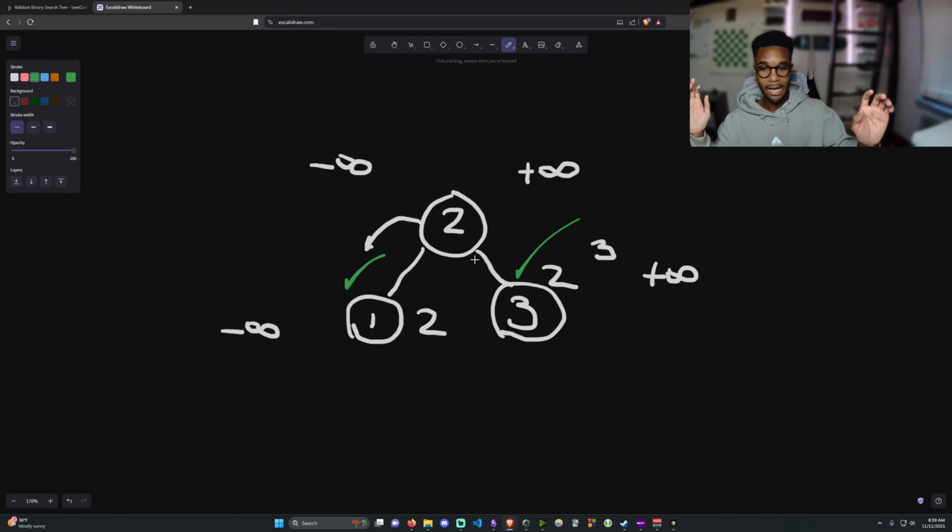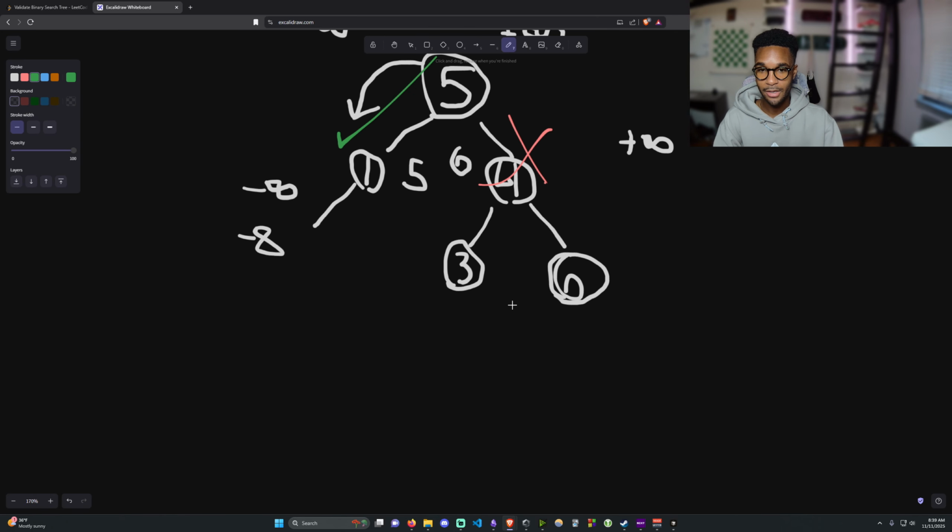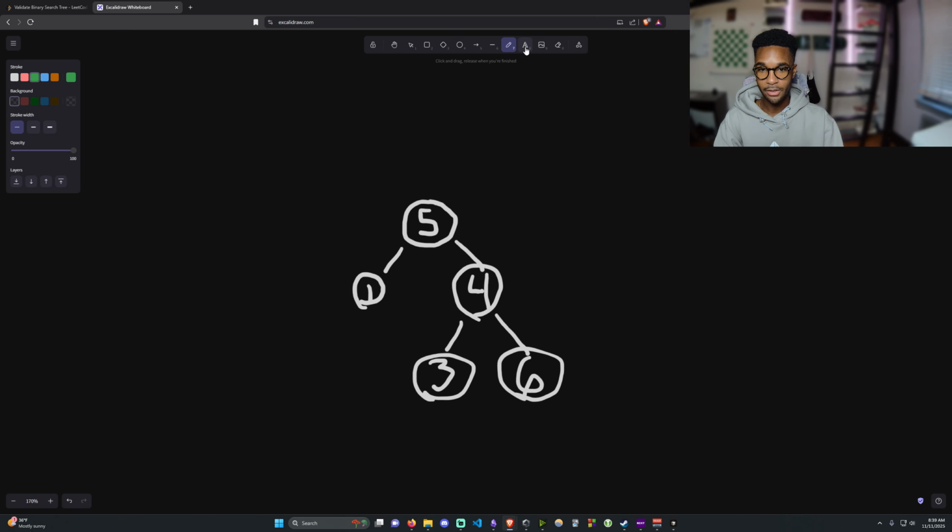And we just follow that same exact algorithm as we go down, changing the highest and lowest bounds. And if it ever violates that rule, then we return false. And let's quickly go up to an example here of why this one is invalid. So we start off and we have negative infinity for the lowest bound, positive infinity for the highest bound. And when we go left, the negative infinity stays the same, but the highest bound will be 5. Is 1 in between negative infinity and 5? It is, so this is valid.